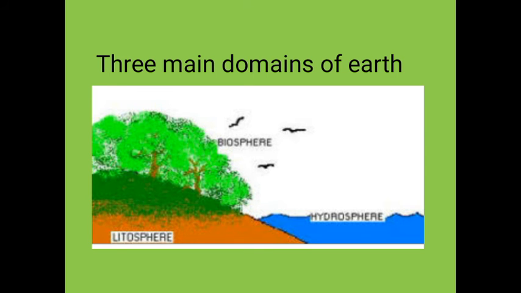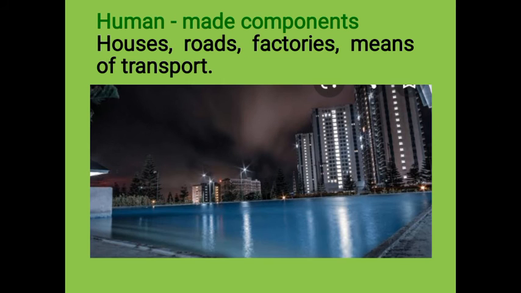Now you have to study about human-made components. Human-made components are those made by human beings such as houses, roads, factories, means of transport, computers, all these things which are made by man. So these are human-made components. All together they make up the human-made environment. Is that clear, children? Natural components and human-made components together make up the environment.